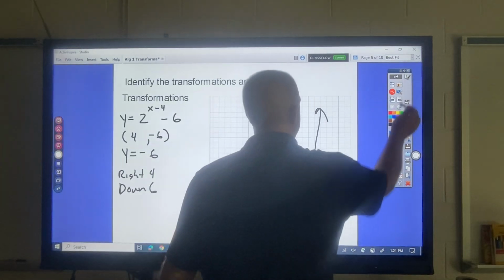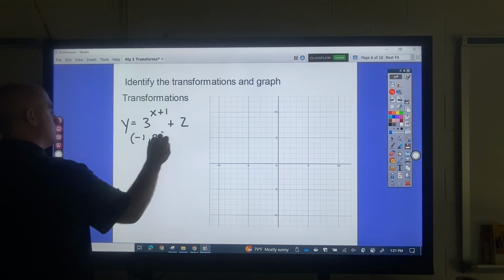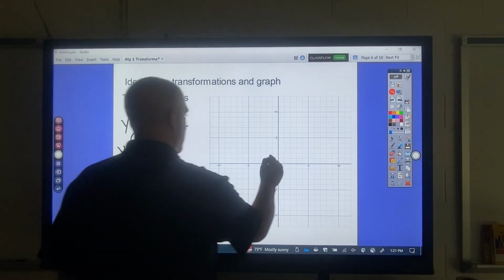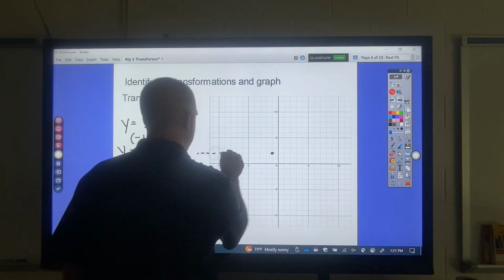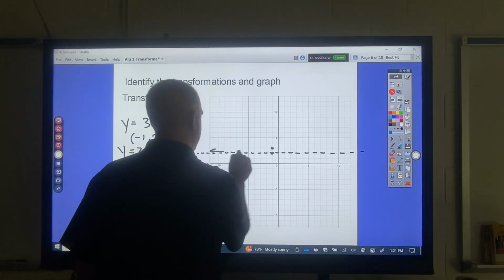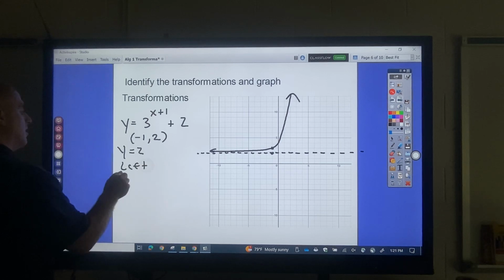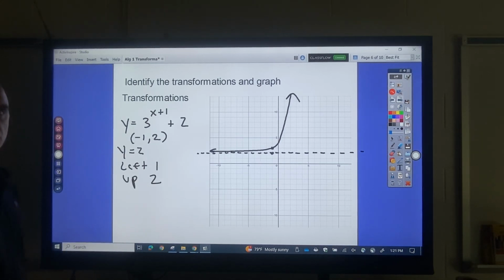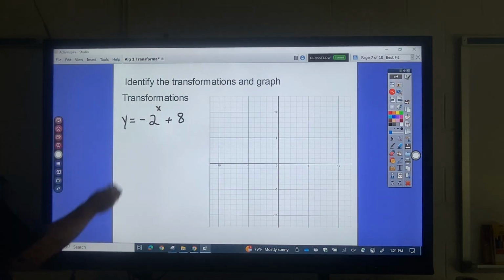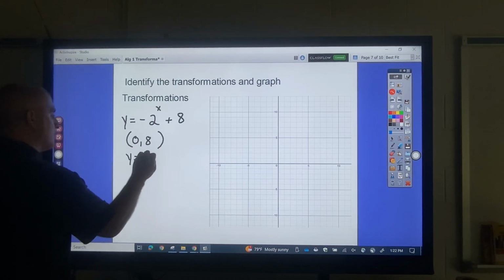This one, my point is -1, 2. My horizontal asymptote is at y equals 2. So -1 over, 2 up, and then my horizontal asymptote is at y equals 2. Once again, 1 point up, just like that. So how would I get to that? I go left 1, up 2. All right, I got this. Let's talk about this one. The point that I'd have would be 0, 8. My horizontal asymptote would be at y equals 8.